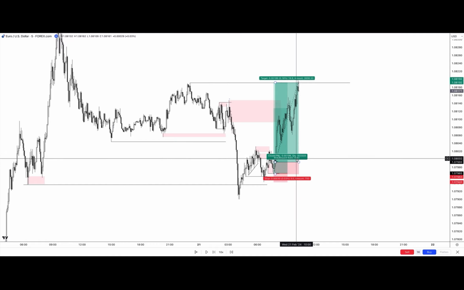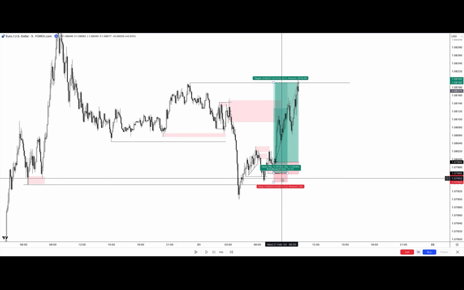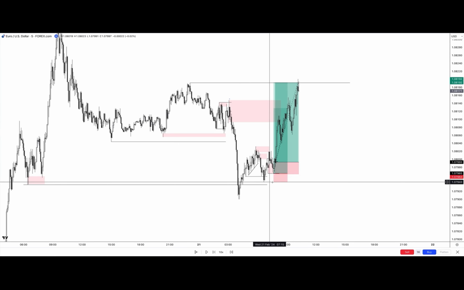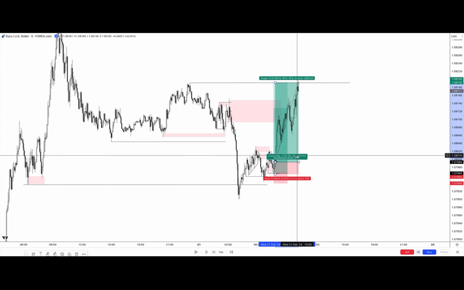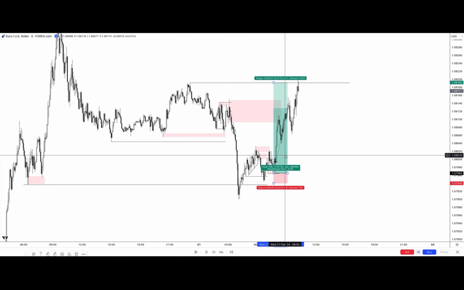So the pullback entry would have been around a 1 to 6. And the extreme, since the stop was able to be a little bit smaller, you could have got like a 1 to 8, 1 to 9, something like that, however big your stop is. But yeah, those are the two entries there in New York.